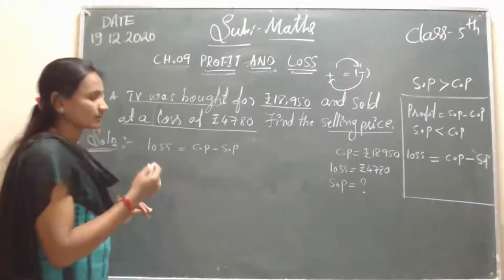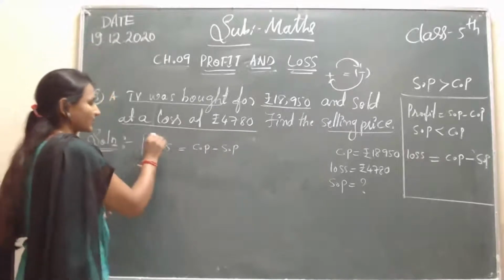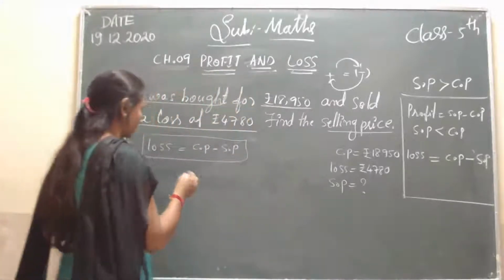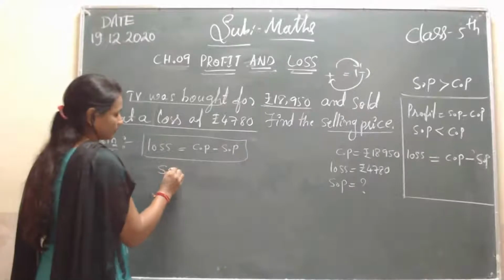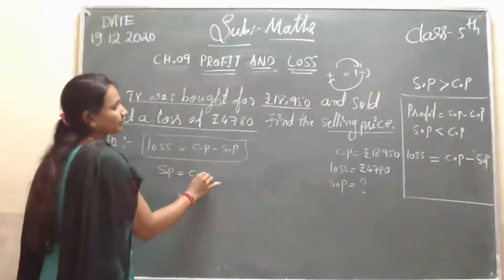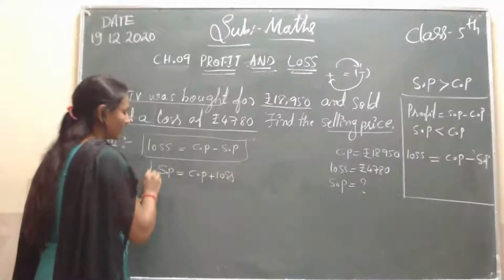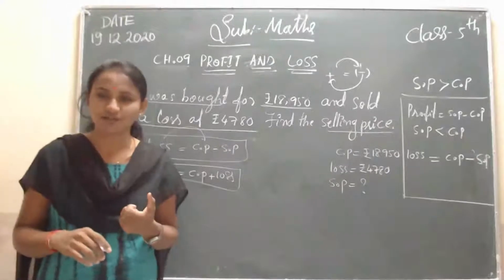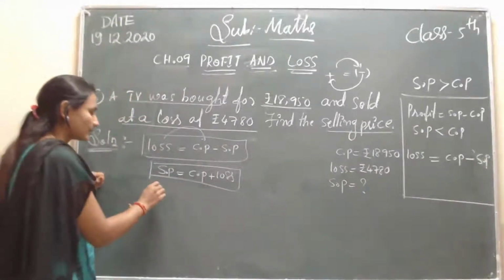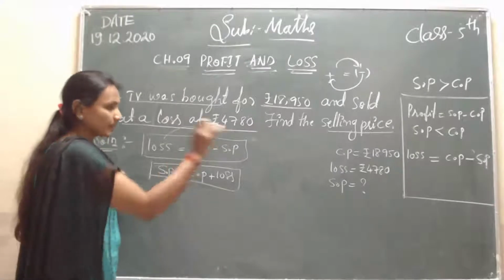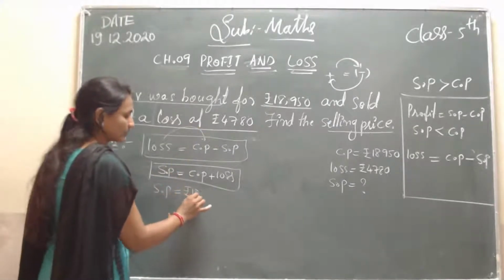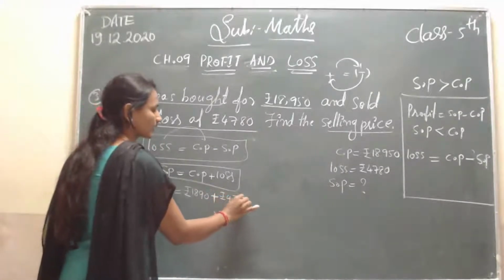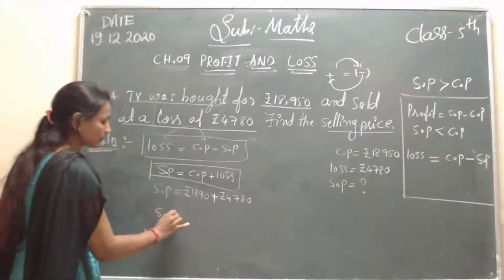First, students, you have to change the formula, because you have to find SP. So first write SP. SP is equal to CP plus loss. I already told you that when a term moves across the equals sign, the sign is changed, so you write plus. So SP is equal to CP, which is 18,950 rupees, and the loss is 4,780 rupees. Now you have to calculate.